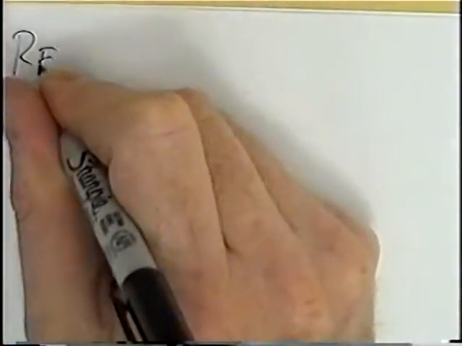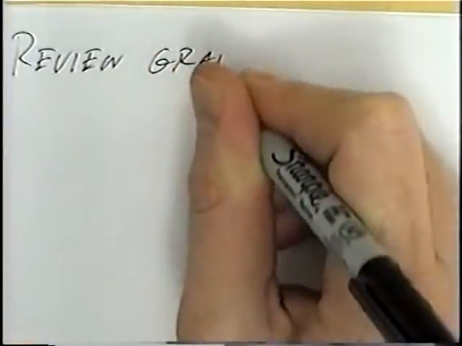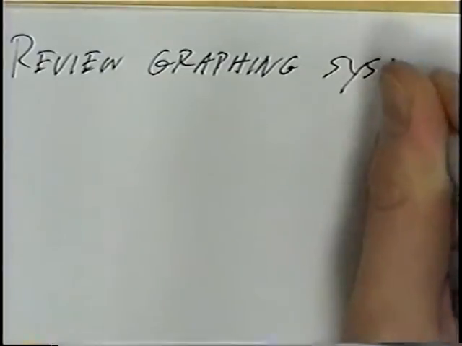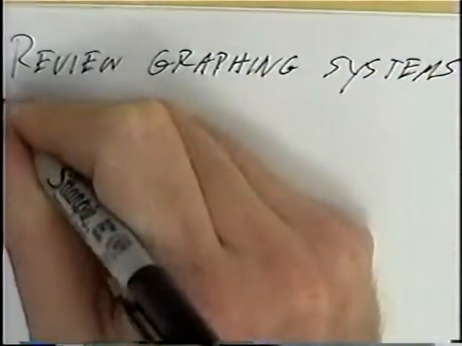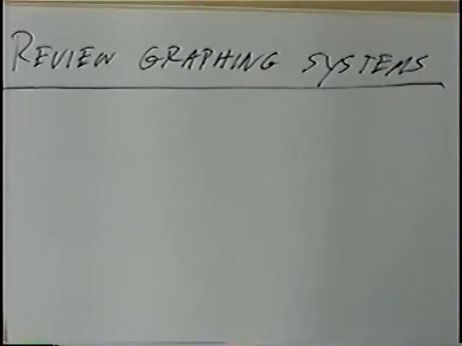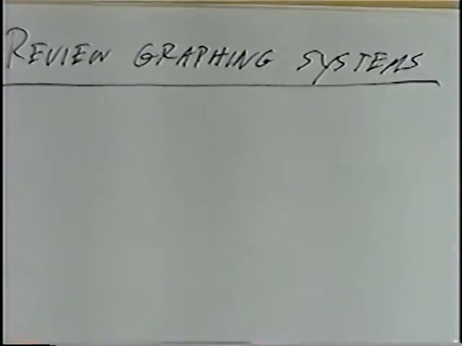Title of the first section today is Review, Graphing, Systems. In this section, we'll graph systems of equations. Systems meaning we have two or more equations.